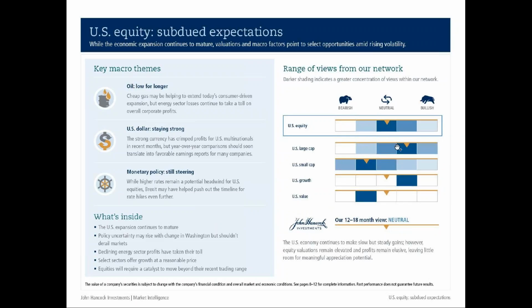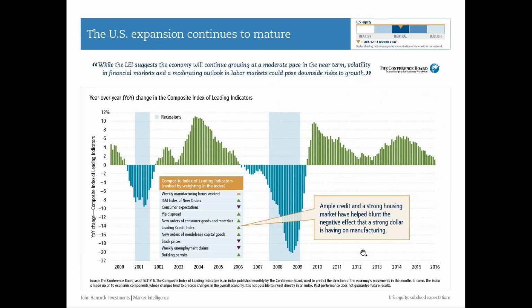We also like large caps over small caps, and then growth stocks over value stocks. Now, the John Hancock Investments view is informed by our network. These are these golden carrots. We're a little more neutral on growth versus value. We think there's opportunities on both sides of the styles investing, and we'll talk about that in a little more detail.